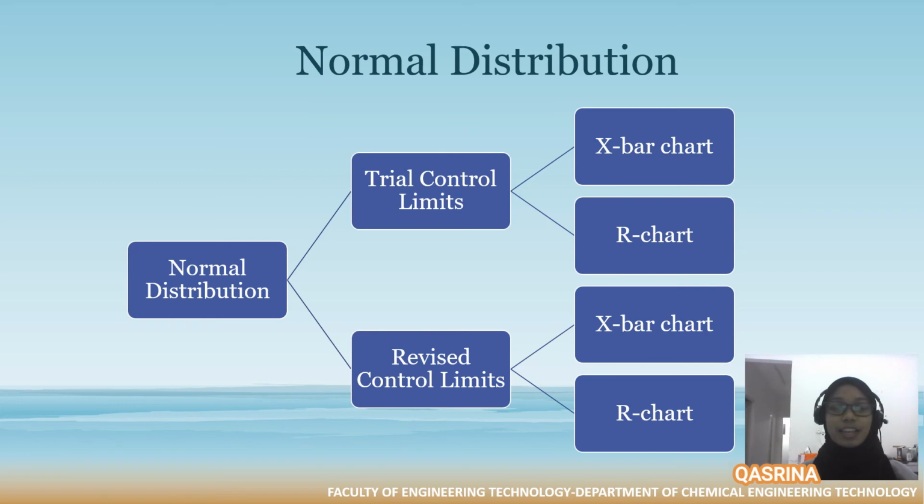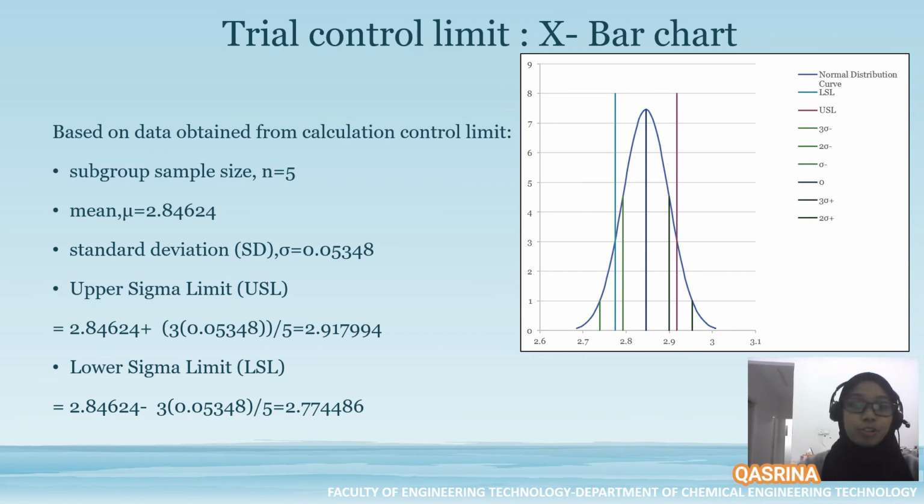Okay, next I will present the result of normal distribution for X bar chart, R chart, revised X bar chart and revised R chart. Trial control limit X bar chart. So in this slide, subgroup sample size is equal to 5, standard deviation is equal to 0.05348, which is obtained from the appendix. Next, the mean value stated has been obtained from the previous calculation, which is equal to 2.84624. Based on that, USL and LSL can be calculated and used in the normal distribution for the X bar chart.